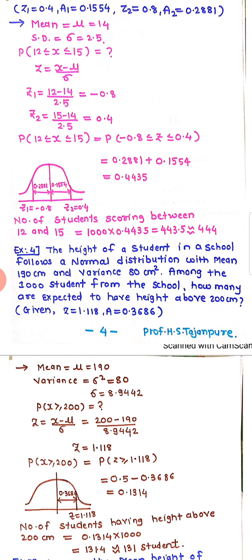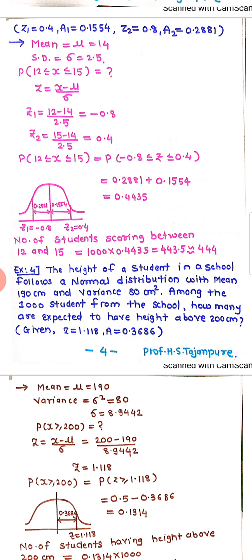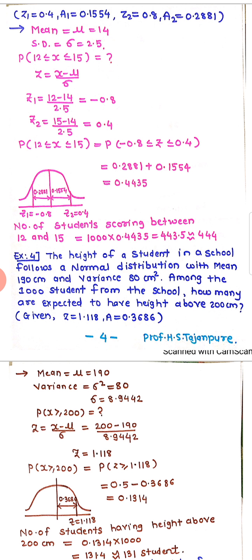both the areas. So it is equal to 0.2881 plus 0.1554, and that is equal to 0.4435, and hence you will get the number of students scoring between 12 and 15. It is equal to 1000 into 0.4435, and that is equal to 443.5, and it is about 444. Means 444 students can be expected to have a score between 12 and 15.